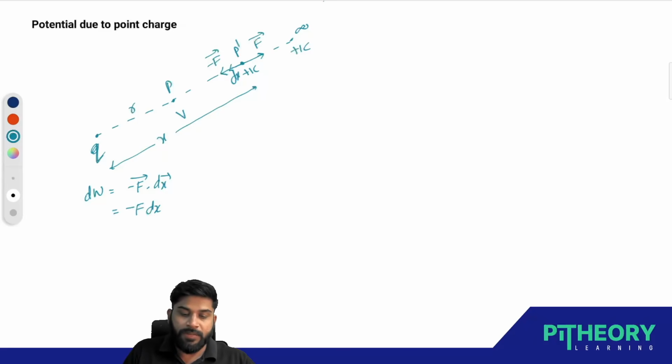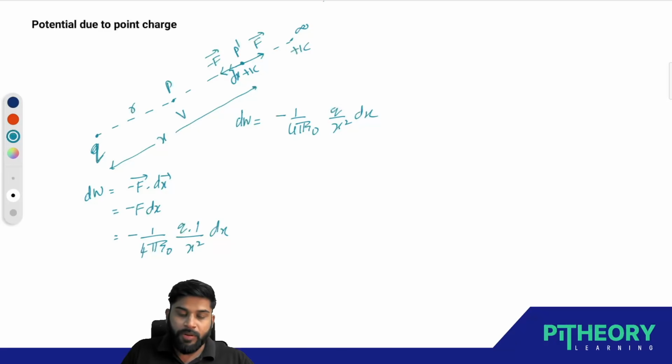Now, how much is this repulsive force? Since it is at a distance x, by Coulomb's law, you can write this force as 1 by 4 pi epsilon 0, what are the charges? Q into the other charge, which is one unit positive charge only, divided by x square, into dx, correct? So here this will be equal to minus 1 by 4 pi epsilon 0 q by x square dx. This is basically the work done for this, right?